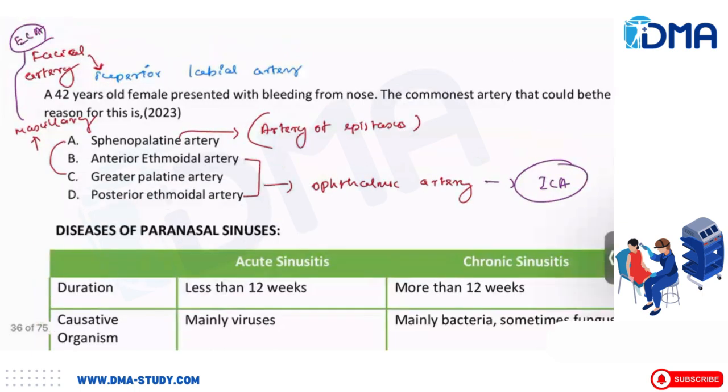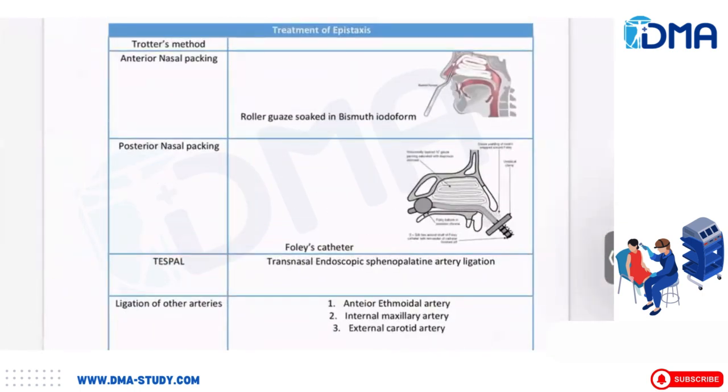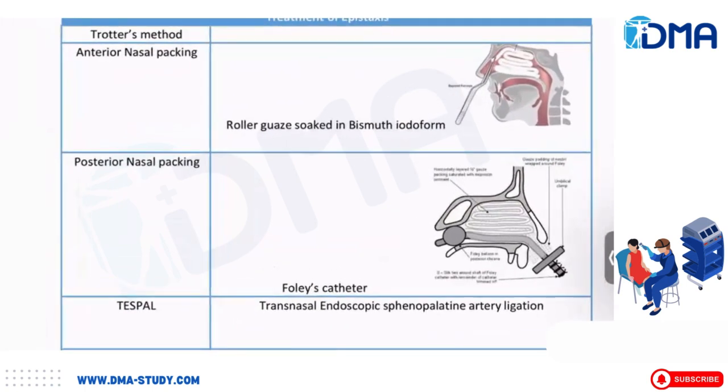Now, with this note, we could answer the treatment for epistaxis. First, if the patient comes to you or calls you for epistaxis, ask the patient to pinch the nostrils. That is called Trotter's method. Second thing, being a resident from ENT, you pack the nose of the patient with roller gauze soaked in bismuth iodoform paste.